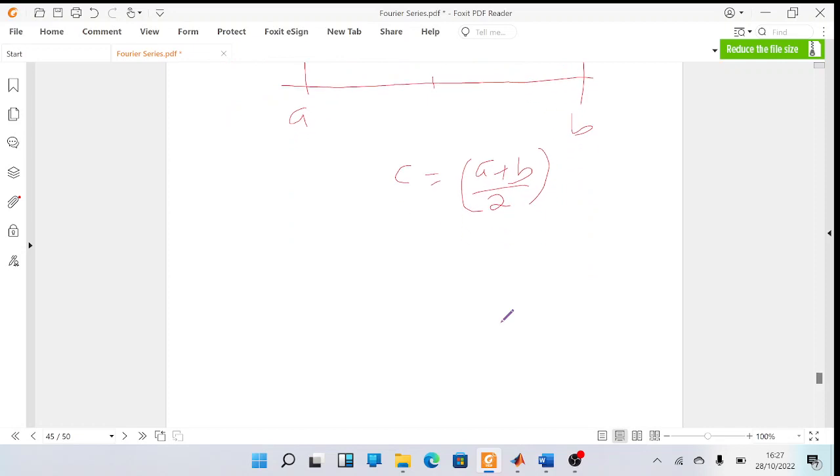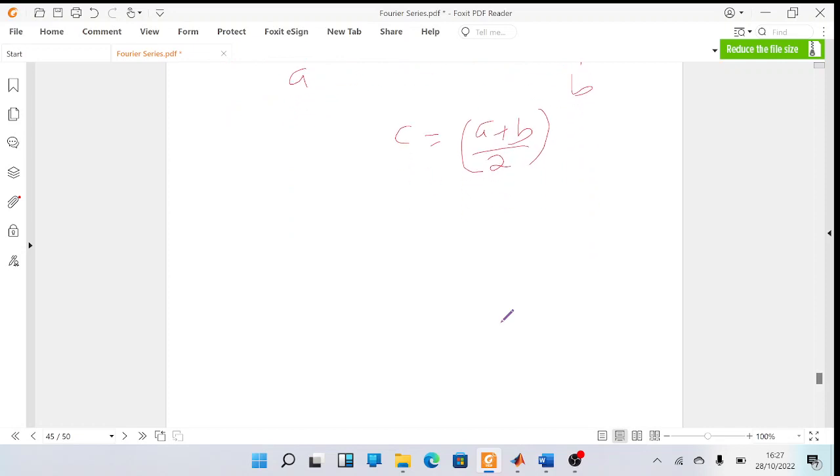So we're going to make use of an example and see how we can apply this method.